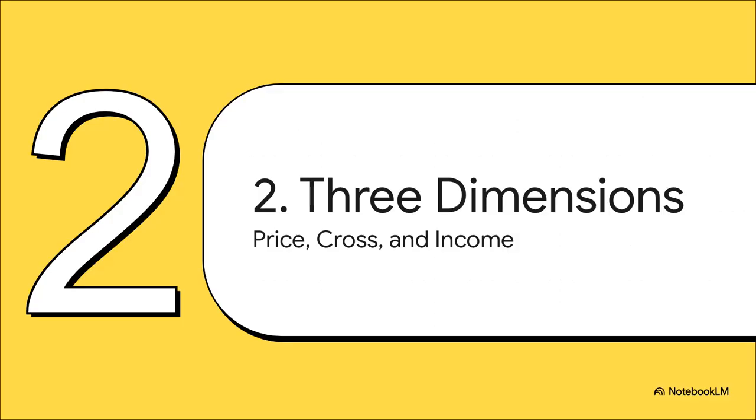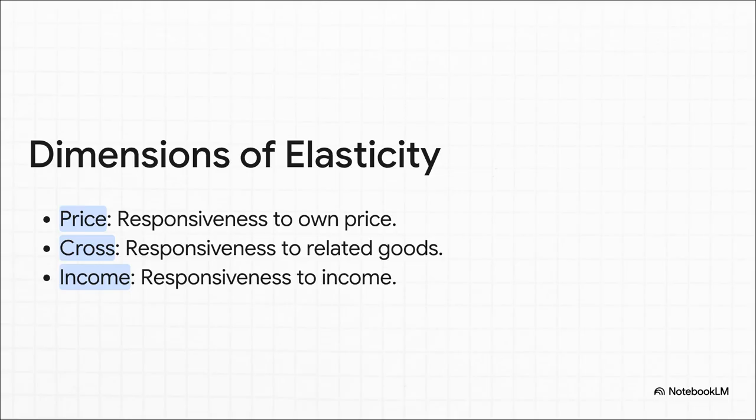Section 2. 3 dimensions of elasticity: price, cross, and income. You see, demand doesn't just respond to a product's own price in a vacuum. There are actually 3 distinct dimensions we track. First up is price elasticity, which is the responsiveness to changes in the commodity's own price. Second is cross elasticity, which looks at related goods, how a spike in the price of tea affects the demand for coffee. And third, income elasticity, which measures how a change in the consumer's income impacts demand.